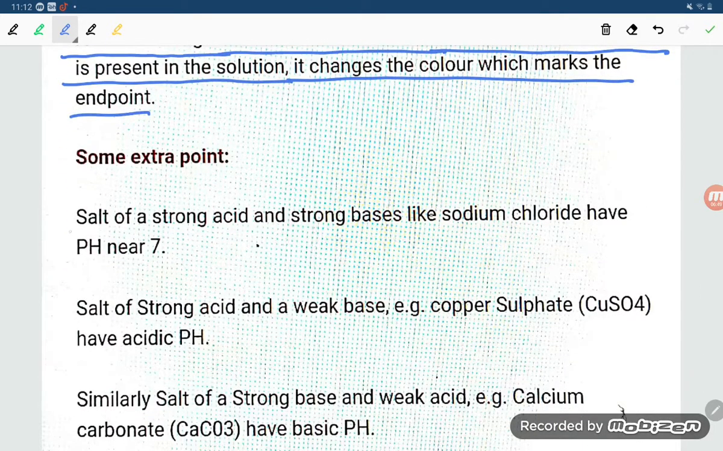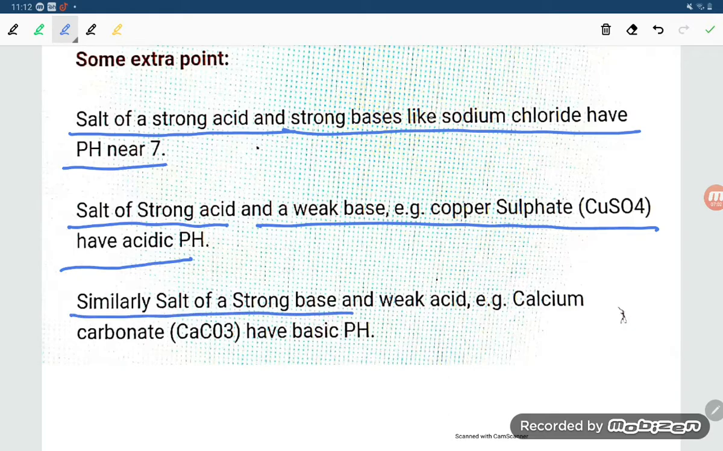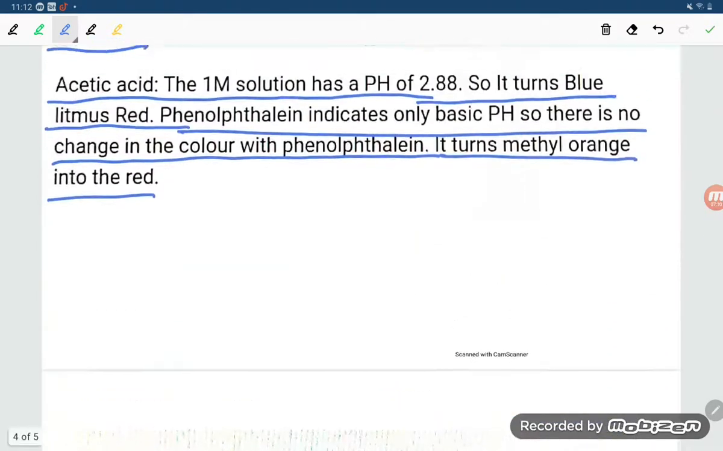Some extra points: salt of a strong acid and strong base, like sodium chloride, has pH near 7. Salt of a strong acid and weak base, like copper sulfate, has acidic pH. Similarly, salt of a strong base and weak acid, like calcium carbonate, has basic pH. So this is all about the activity, students.